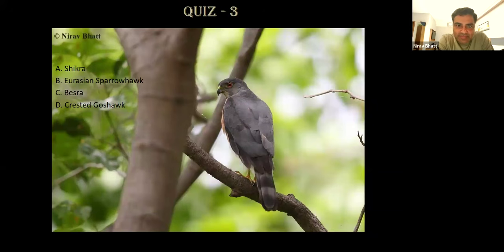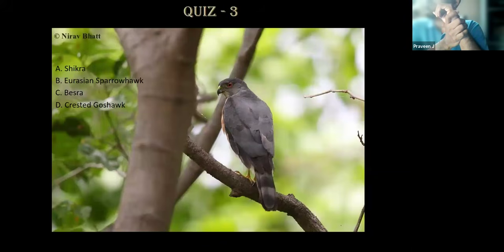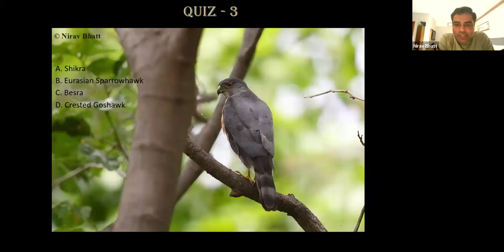Okay. So what are the results? Nearly 120 responses: 71% Besra, 36% Crested Goshawk, 11% Shikra. Okay, so we'll go with elimination one by one. Those who have said Shikra, we'll eliminate Shikra on the basis of only one primary thing, which is broad tail bands. So broad tail bands will certainly eliminate Shikra.